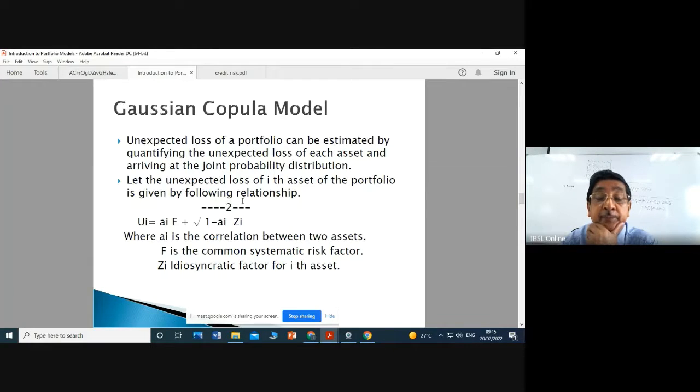Now here, it's a formula, and we call it Gaussian Copula model. Now in this Copula model, the normal distribution assumption is not there. That is why the Gaussian Copula model is taken into consideration.